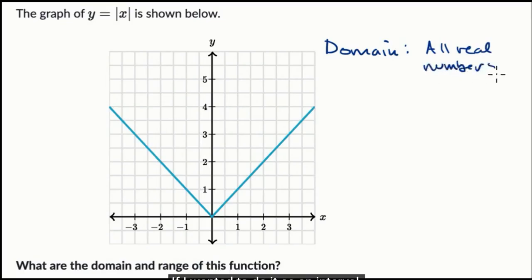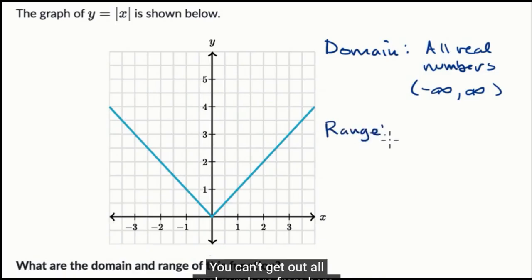If I wanted to do it as an interval, I could write something like this. I could go from -infinity all the way to +infinity. Any of this would imply that, look, I could put any x in here. Now the range is a different matter. You can't get out all real numbers from here. You can see that you can go as low as 0, because the absolute value of 0 is 0. But everything else is going to be non-negative. So you could really think about this as all non-negative real numbers.